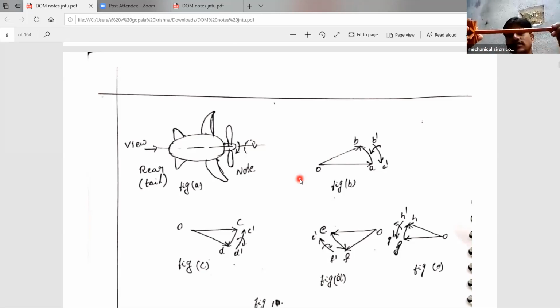So this is just taken as the aeroplane, and this is the propeller. So the propeller rotates in the clockwise direction when viewing from the rear end, this side, and the plane will take a left turn. That means left turn. That may also go on the same.